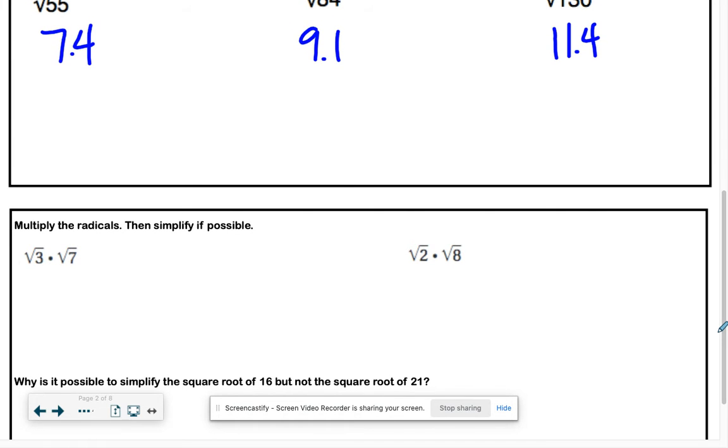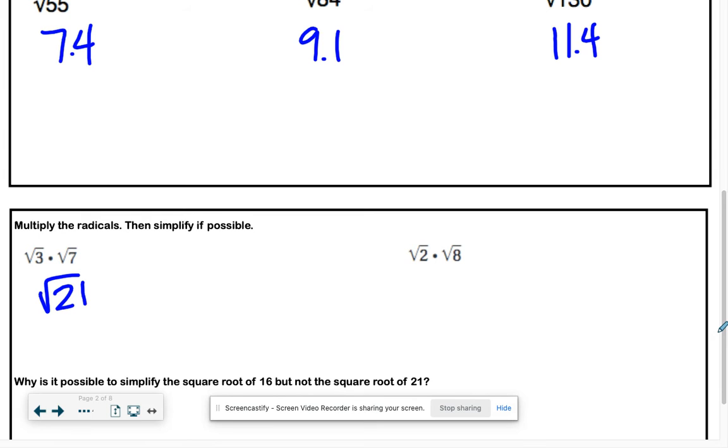When you multiply radicals, you take the numbers inside times each other. So what is 3 times 7? 21. That's it. You just take the numbers inside times each other. Do we know what the square root of 21 is? Is it a nice whole number? It's not exactly 5, it's about 4.5. So we don't even get a whole number, so we're just going to leave it as the square root of 21.